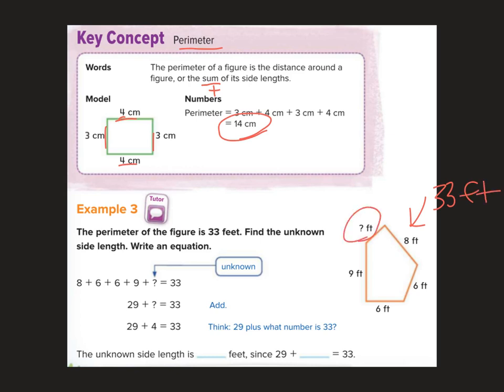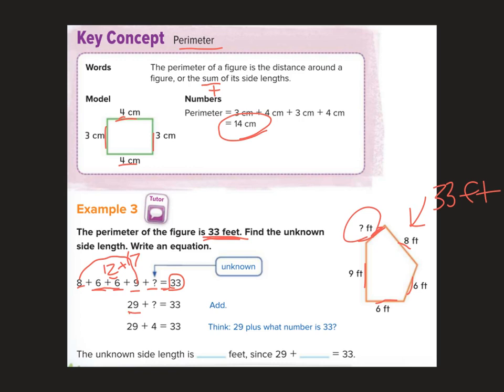Find the unknown side length and write an equation. So here's what our equation is. Ready? We're going to add 8 plus 6 plus 6 plus 9 plus the question mark, and it's going to equal 33 because it told us that in the directions. Okay, so I'm going to add these up. 2 6s make a 12, an 8 and a 9 makes a 17. 12 plus 17 makes 29.